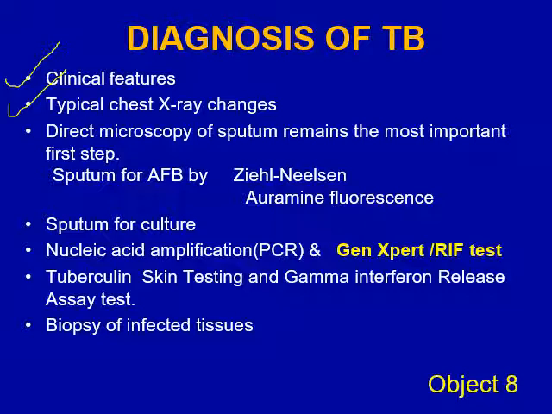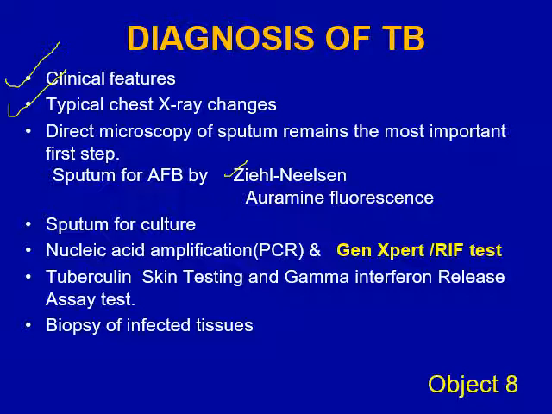Direct microscopy of sputum remains the most important first step. Sputum for AFB becomes positive by Ziehl-Neelsen stain or by auramine fluorescence stains. Usually the commonly used is Ziehl-Neelsen stain. Or if not positive, we do the sputum for the culture. But this may need 4 to 6 weeks.